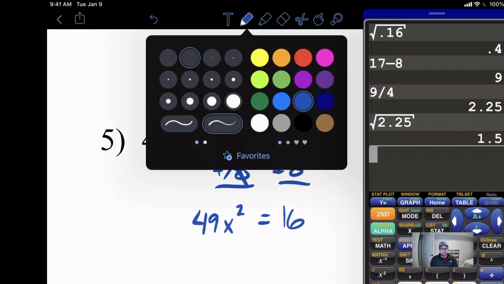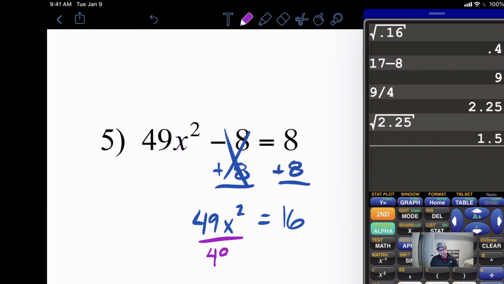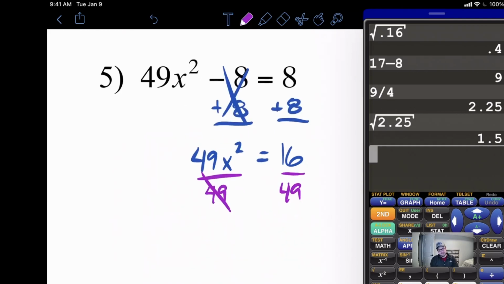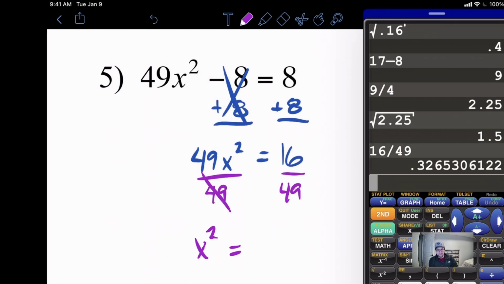Now, before we can take the square root, we got to get rid of the 49. So we're going to divide and divide. That's going to leave me with x squared is equal to 16 divided by 49. Now that's a big number, and it didn't give us a nice one, so we're going to round it to 2 decimal places. So since it's 0.326, since 6 is bigger than 5, it's going to round the next one up to 3.3. Or 3.33, I should say.